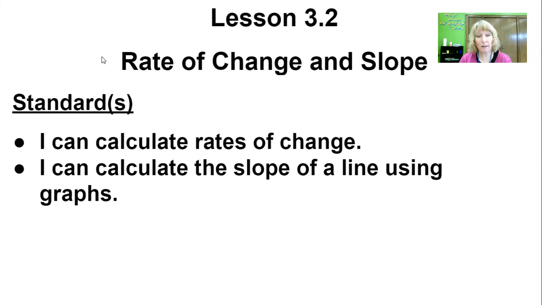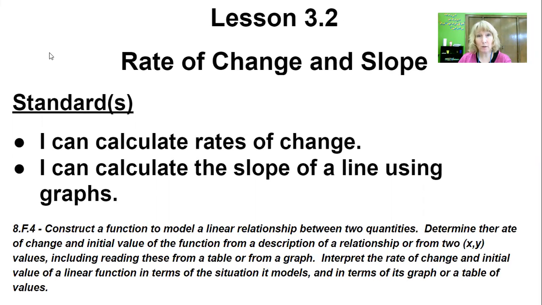The standards will be I can calculate rates of change and I can calculate the slope of a line using graphs. And our standard is from F4, the one from the previous lesson as well. Construct a function to model a linear relationship between two quantities. Determine their rate of change and initial value of the function from a description of a relationship or from two xy values, including reading these from a table and from a graph. And we started doing that in our last lesson, so that should be a little bit more familiar with you today.